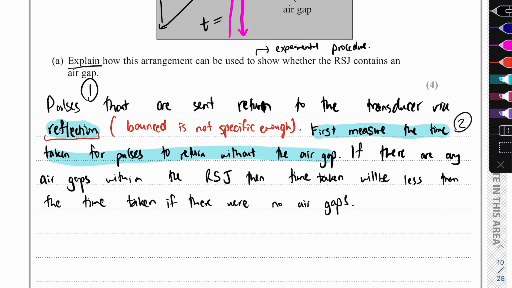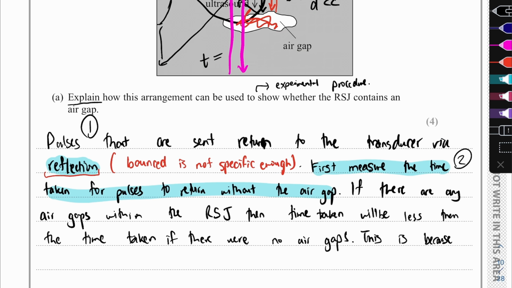3rd mark for saying that if there are any air gaps, then the time will be less than if there were no air gaps. That's our 3rd and 4th mark. All right. And this is because, so we can expand on this further. We can say this is because what we mentioned before, that the distance traveled is less.